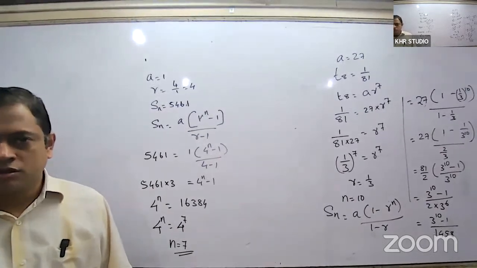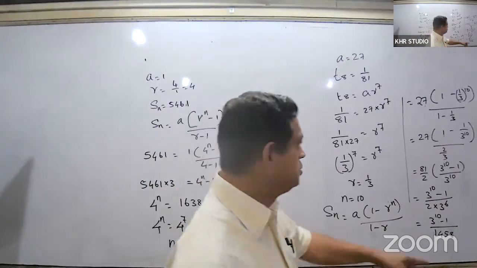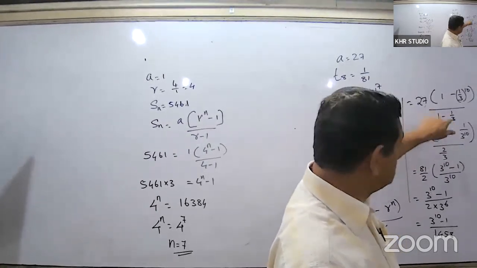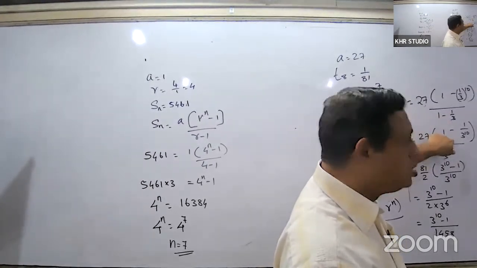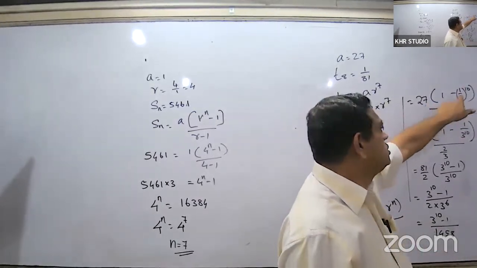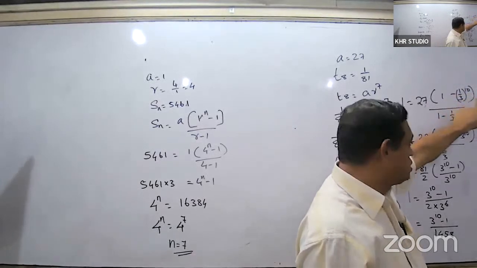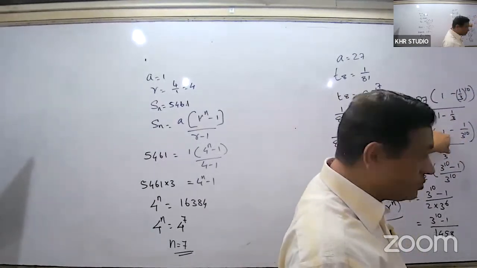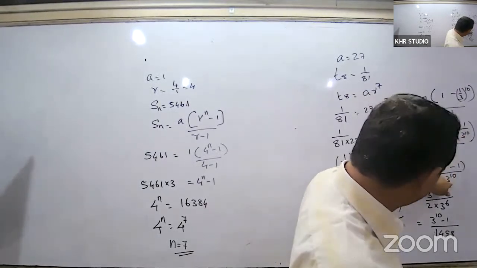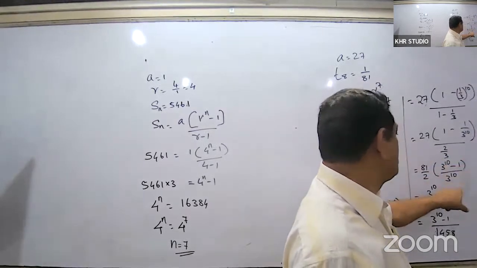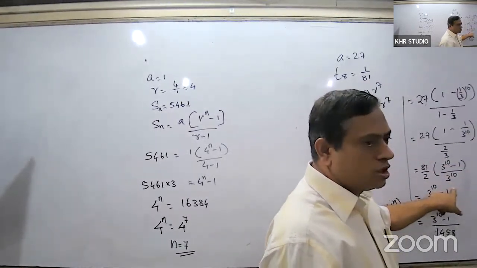No, not really. This much is clear. This is not clear. This is also clear. Anyone having a problem? This is 1 raised to 10 upon 3 raised to 10, which is 1 by 3 raised to 10. Take its LCM, that means divide by the denominator 3 raised to 10: 3 raised to 10 minus 1 upon 3 raised to 10. This is also okay? Yes.